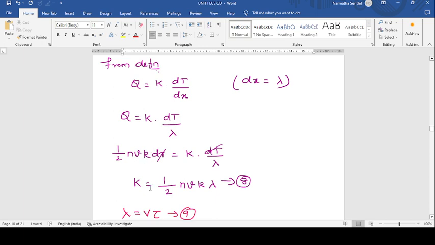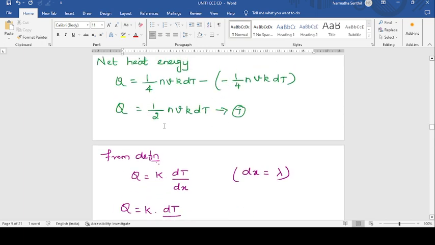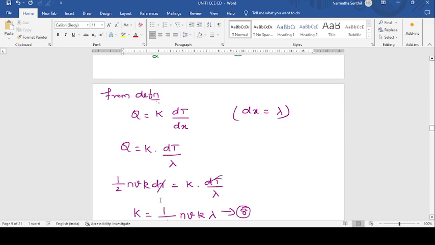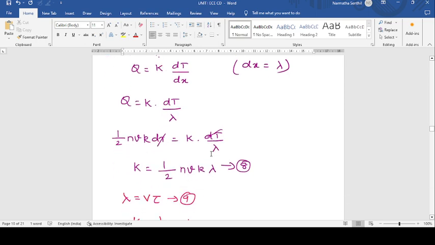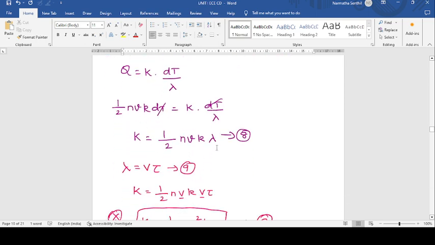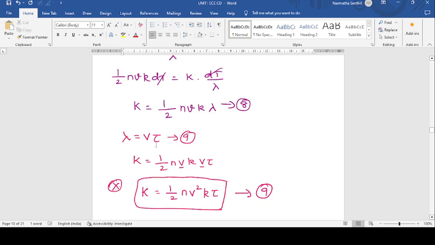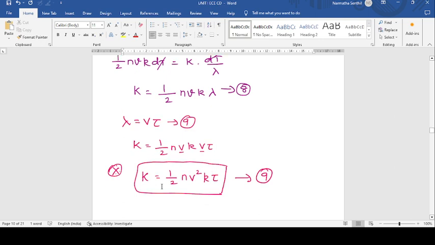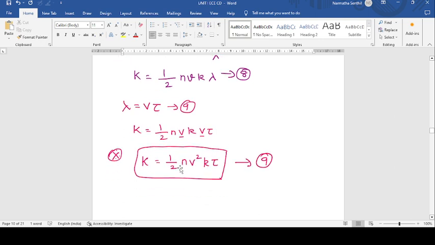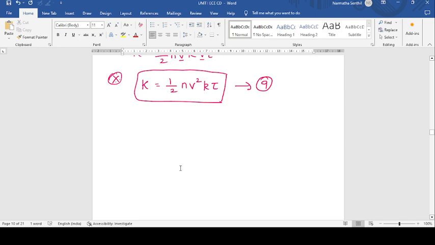So what is the value of Q? Here it is half n v k dT. Substitute the value, so dT will get cancelled, and bring this lambda here. Lambda is the mean free path. We know the formula for lambda, that is lambda is equal to v tau. Substituting here, half n v square k tau is the thermal conductivity of a material.